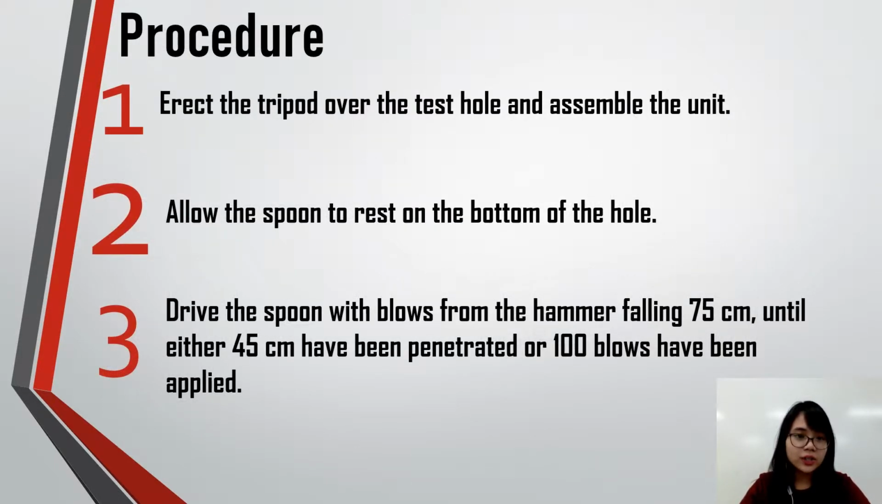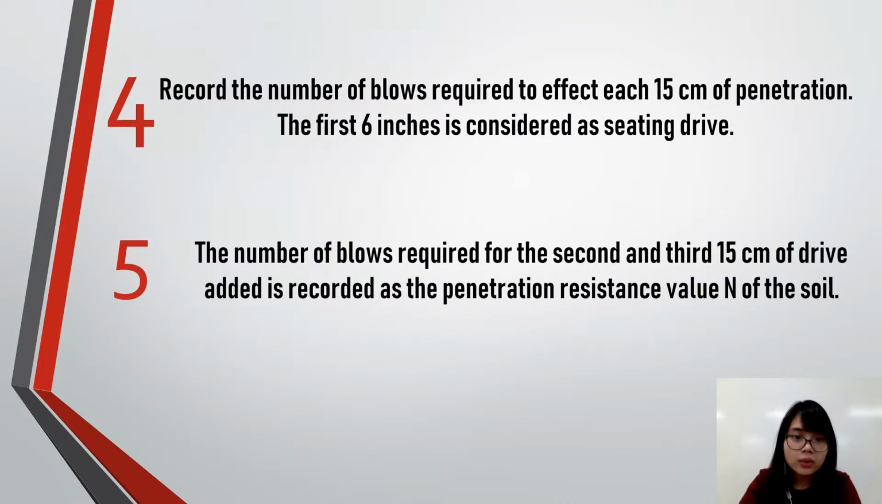Moving on to the procedure, first we have to erect the tripod over the test hole and assemble the unit. Second, allow the spoon to rest on the bottom of the hole. Third, drive the spoon with the blows from the hammer falling 75 centimeters until either 45 centimeters have been penetrated or 100 blows have been applied. Fourth, record the number of blows required to effect each 15 cm of penetration. The first 6 inches is considered a seating drive. Next, the number of blows required for the second and third 15 cm of drive added is recorded as the penetration resistance value, or N, of the soil.